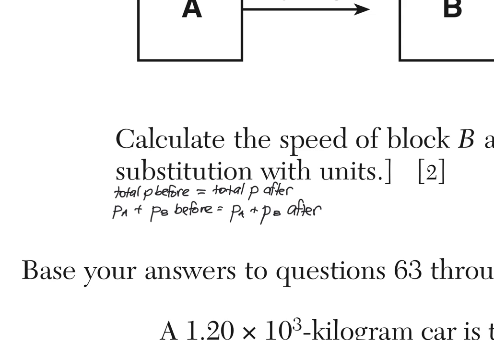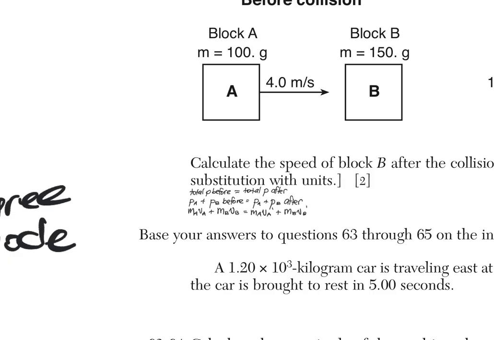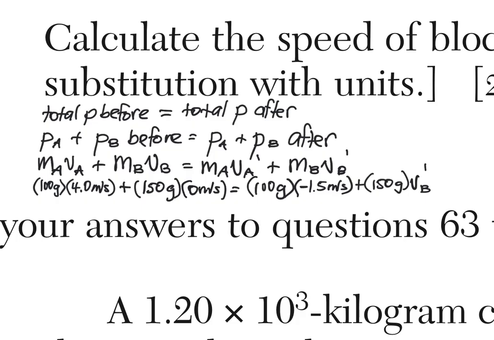And then we know that p equals mv, so we have the mass of A times the velocity of A before plus the mass of B times the velocity of B before equals the mass of A times the velocity of A after, I'll use prime for that, plus the mass of B times the velocity of B after. Now the masses are in grams, but they're going to be in grams all over the place, so I don't really see the need to convert to kilograms.